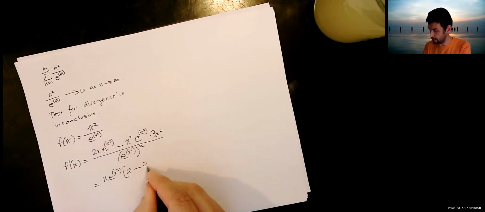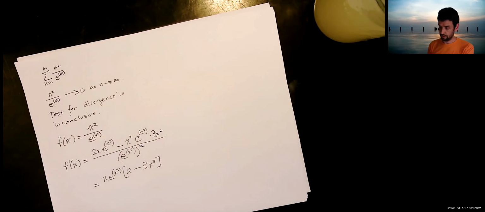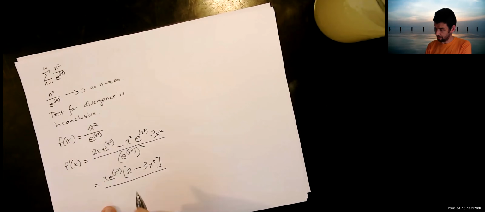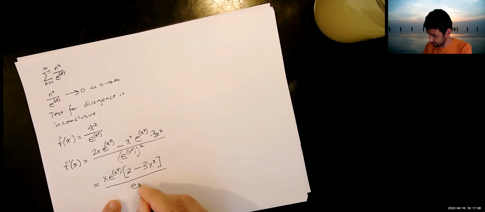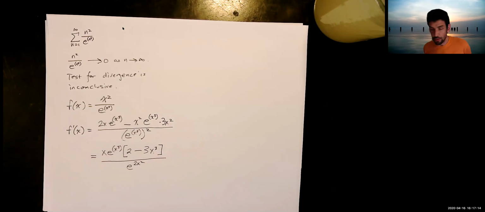I've got a 3. I have 3 factors of x left. Right? And then I've got in the denominator e to the 2x squared. Okay? So there's my derivative. Remember what I'm trying to show. I want to show that this thing's decreasing, which means its derivative should be negative. So let's just start thinking about the sign of this thing.